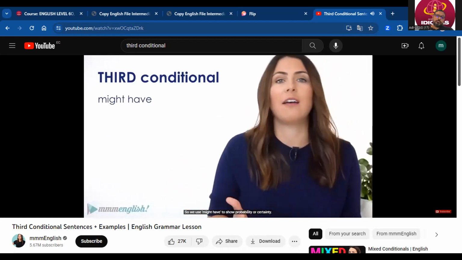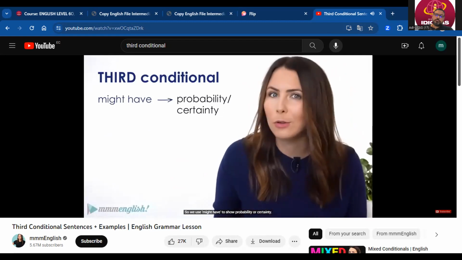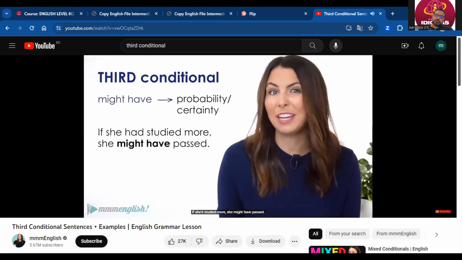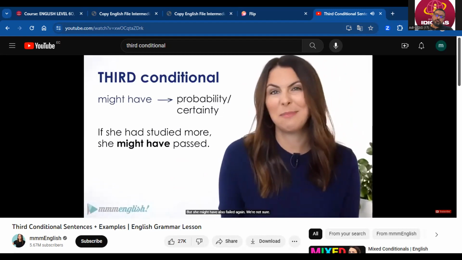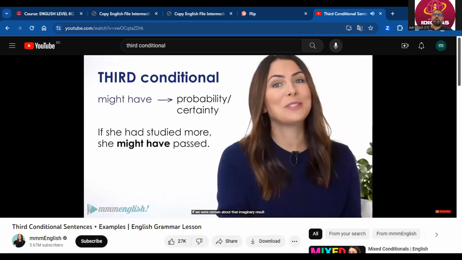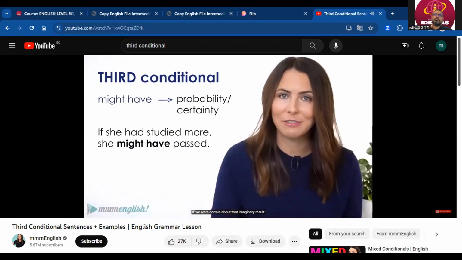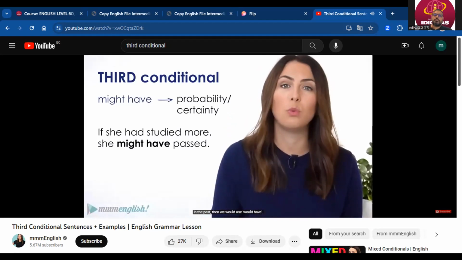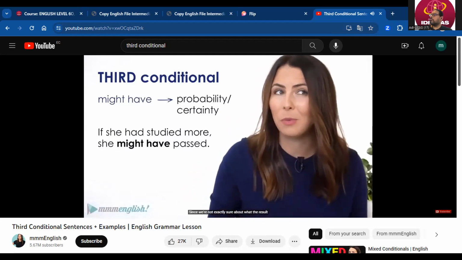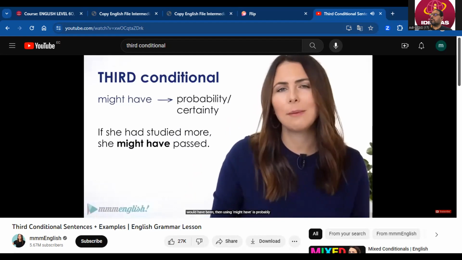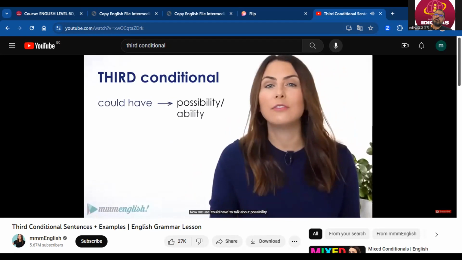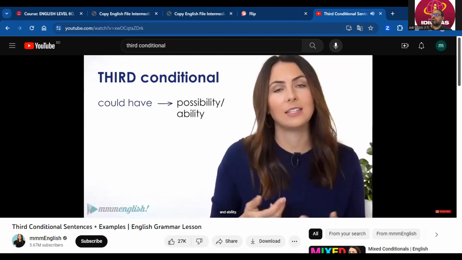So we use might have to show probability or certainty. If she'd studied more, she might have passed. But she might have also failed again. We're not sure. We're not certain, right? If we were certain about that imaginary result in the past, then we would use would have. That's more certain. Since we're not exactly sure about what the result would have been, then using might have is probably the better option.